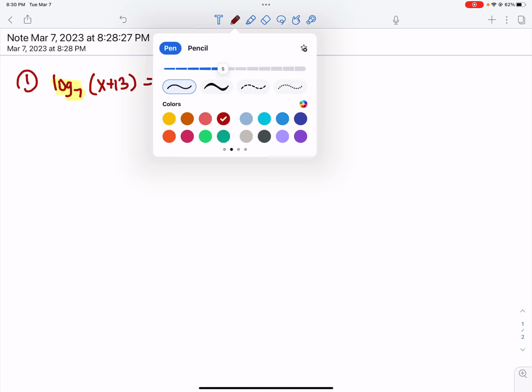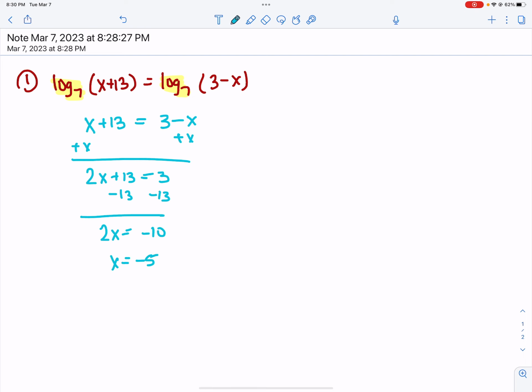I'm going to add x to both sides. 2x plus 13 is equal to 3. Subtract 13. 2x is equal to negative 10. And then x, if I divide by 2, is negative 5. Are we done? We are not.